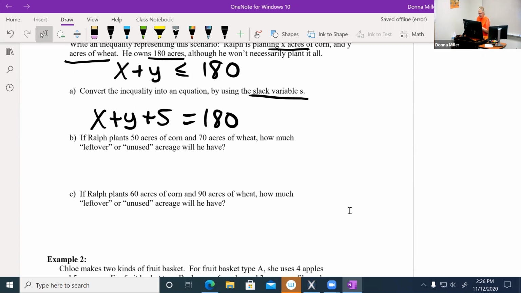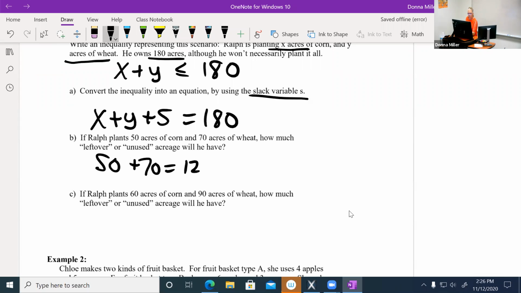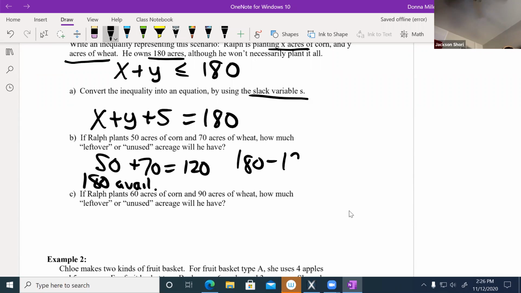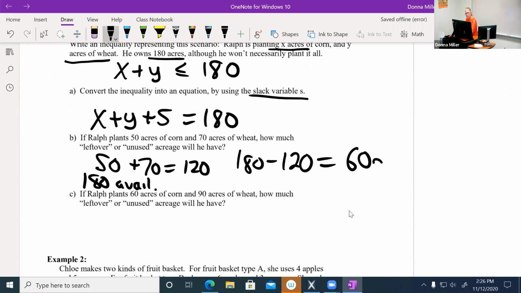If Ralph plants 50 acres of corn and 70 acres of wheat, how much leftover unused acreage will he have? If I plant 50 acres of corn and 70 acres of wheat, I've planted 120 acres, and I have 180 available, so what's my leftover? 60. I do 180 minus 120, which is 60. You have 60 left over that won't be planted.